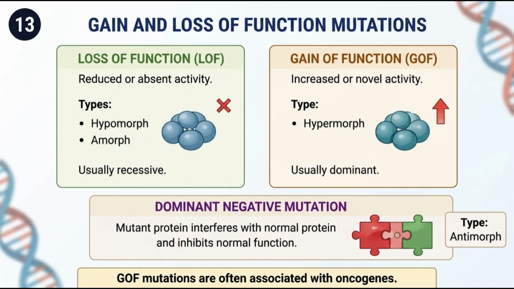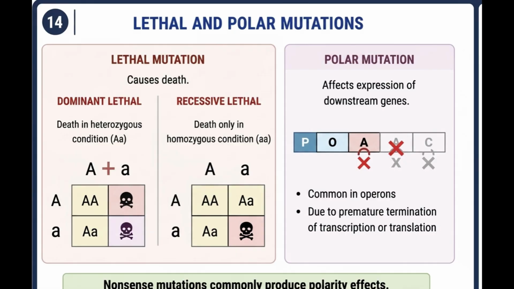Dominant negative mutations are special gain of function mutations in which mutant proteins interfere with the function of normal proteins. Gain of function mutations are highly important in oncogene activation and cancer development. Lethal and polar mutations. Lethal mutations cause death of the organism. Dominant lethal mutations kill even in heterozygous condition.